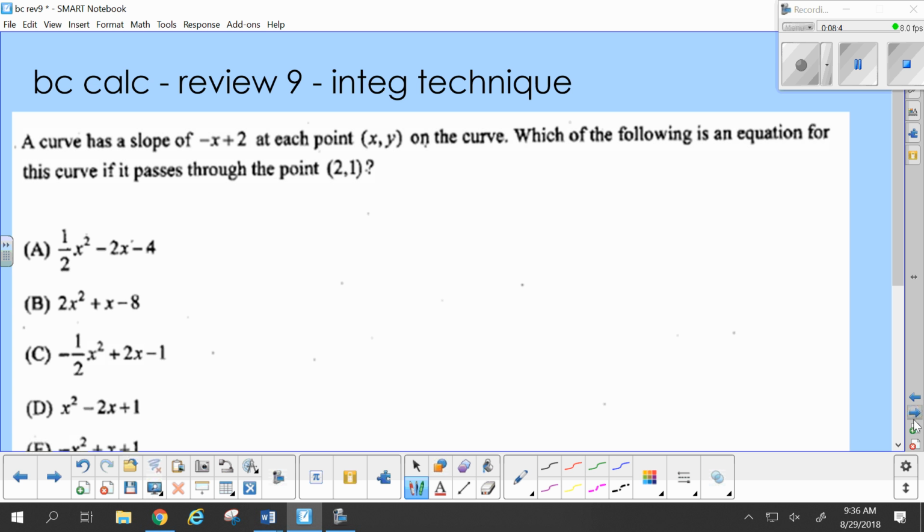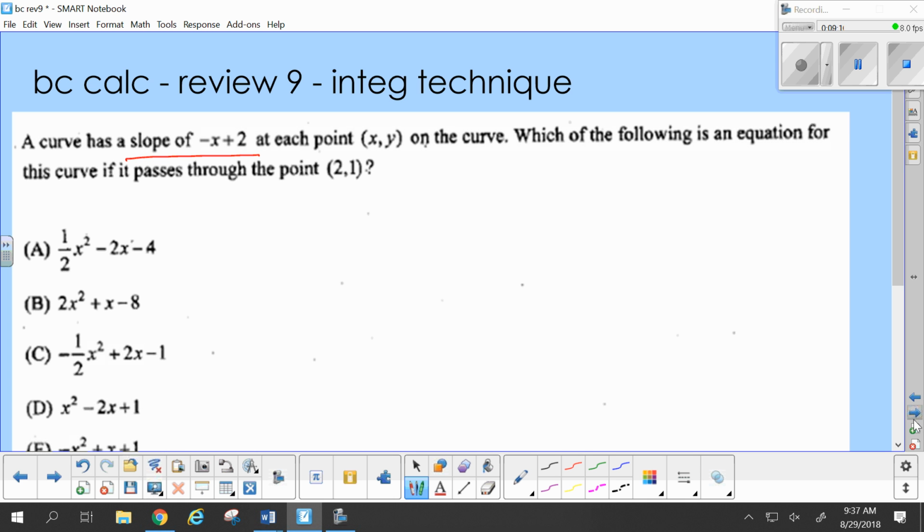A curve has a slope of negative x plus 2 at each point. Which of the following is an equation for the curve if it passes through the point 2, 1? Notice nowhere in this problem, which is an AP problem back in the day, does it say, hey, integrate. It doesn't just slap you across the face with it. It's kind of hidden in there. How would you approach this problem? To me, it goes to interpreting that first.